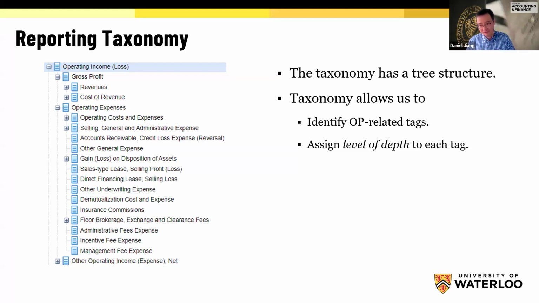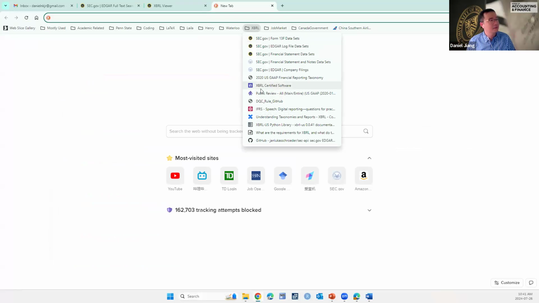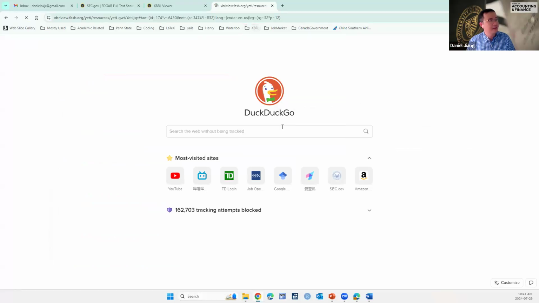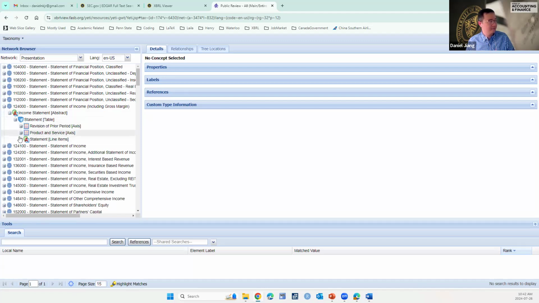Let me see whether I can show you something. There is a website just for the XBRL taxonomy. And it depends on where that accounting concept is. For example, in my case, it shows up in the statement of income or income statement, and you can just keep expanding this tree structure.